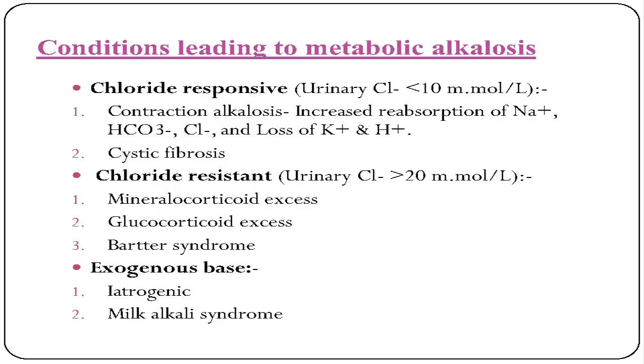And in the next case, that is chloride resistant metabolic alkalosis, the urinary chloride excretion is high, that is more than 20 millimole per liter. These conditions occur in case of mineralocorticoid excess, glucocorticoid excess and Bartter syndrome. And there is another cause of metabolic alkalosis. This is mainly due to iatrogenic causes.